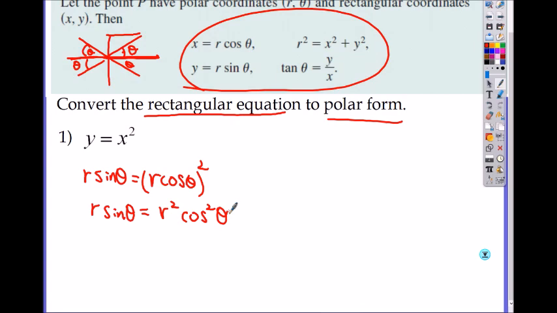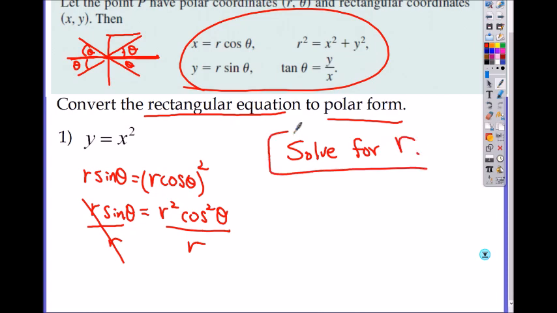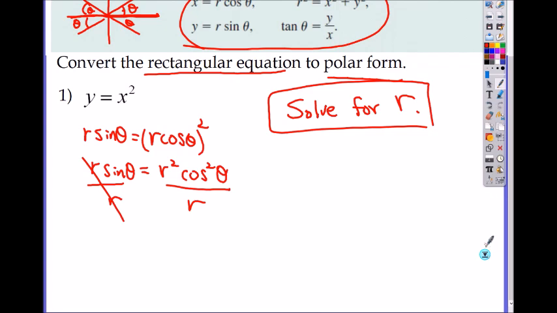From here, you got rid of all the x and y's and have it in terms of r and theta, so you just have to simplify it. So what can we do? Can we divide by r first? And whenever you're finding the polar form, most of the time you're solving for r. If it's a line, you can solve for theta, but most of the time you're solving for r.